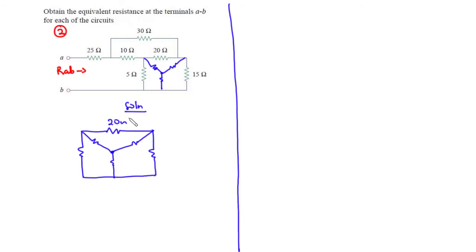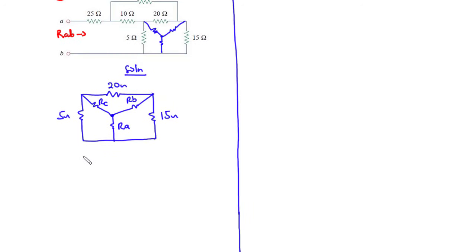So we have this to be the 20 ohms resistor, 15 ohms resistor, and then 5 ohms resistor. Let's call this RA, RB, and then RC. So to find the value of RA, it's basically 5 times 15 divided by the sum of the three outer resistors that make up the delta network. So we have 5 plus 15, which is 20. 20 plus 20 is 40. Now 5 times 15 is 75, and then 75 divided by 40 is equal to 1.875. So we have RA to be 1.875 ohms.